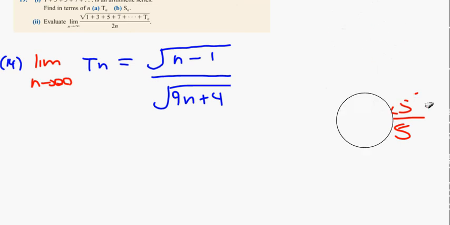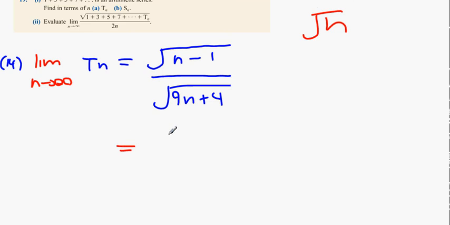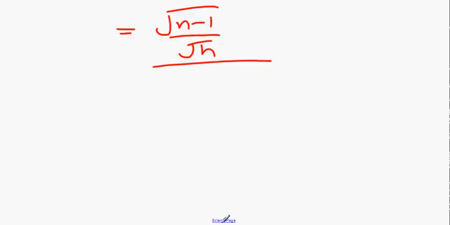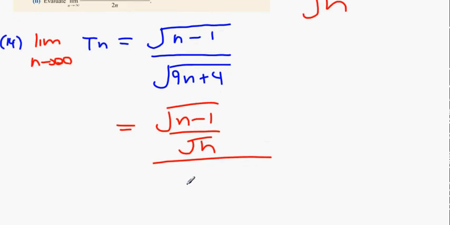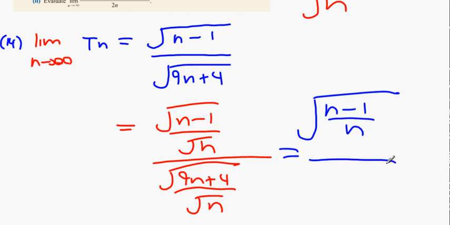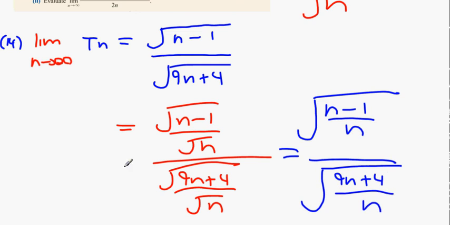So if I divide the top and bottom by root n, I'm going to get root n minus 1 divided by root n, over root 9n plus 4 divided by root n. Once I've done that, I can join them into one fraction. So it's going to be the square root of n minus 1 all over n, over the square root of 9n plus 4 all over n.